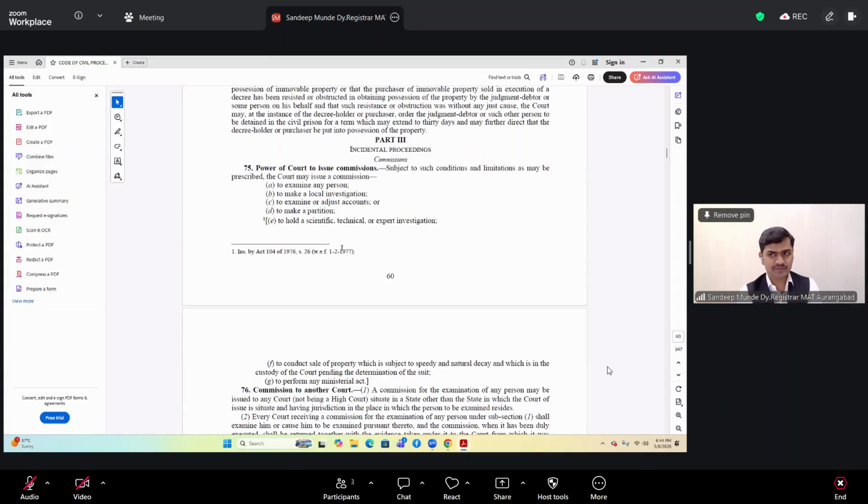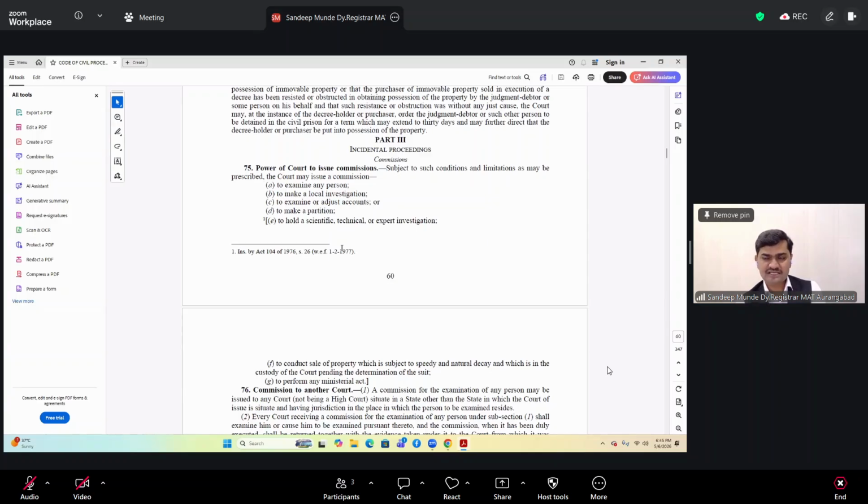If for any purposes local investigation is required, the court has power to issue commission. C, to examine or adjust the accounts. If it is a dispute with regards to the accounts, the court has the power to issue the commission. D, to make a partition. If it is required to make the partition and the commission is necessary, the court has the power to appoint the commission for the partition. E, to hold a scientific, technical or expert investigation.